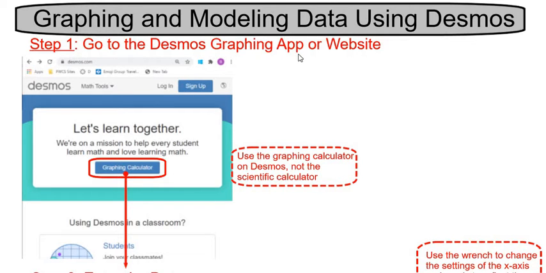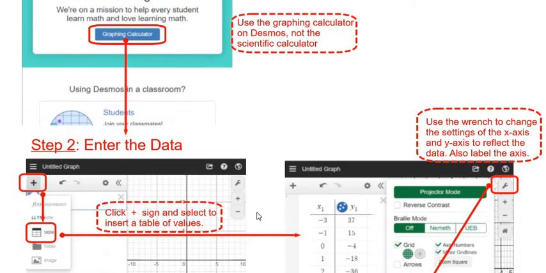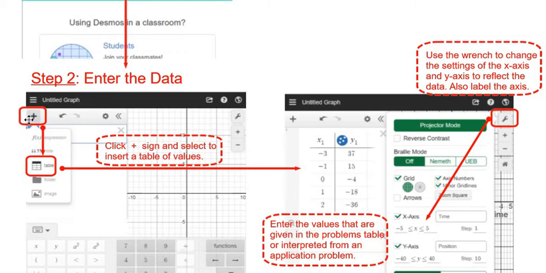First, you're going to go to the Desmos Graphing app or website. Make sure you use the graphing calculator. Do not use the scientific calculator for this. Once you do that, you enter the data by hitting the plus sign in the upper left. It's always been there, but you've never used it or needed to. So you hit plus and you hit table.